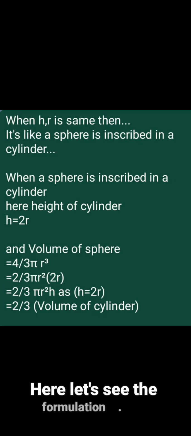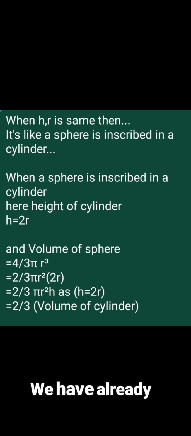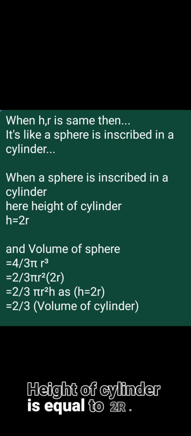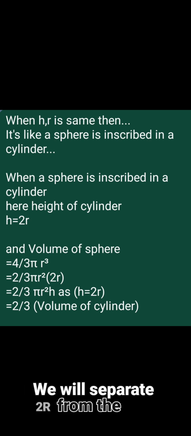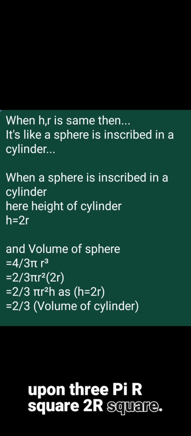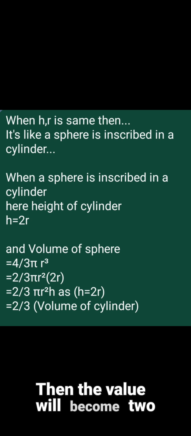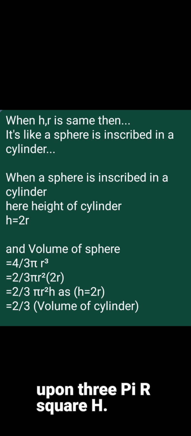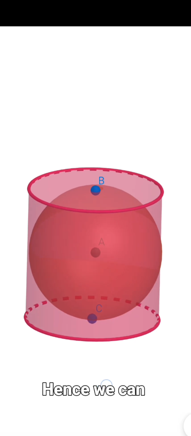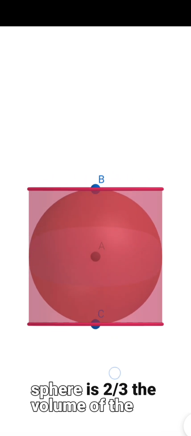Here let's see the formulation. Volume of the sphere is 4/3 pi r cube. We have already seen through the presentation that the height of the cylinder is equal to 2r. We will separate 2r from the formula. Then it will become 2/3 pi r square times 2r. In place of 2r, write h. Then the value will become 2/3 pi r square h. Pi r square h is the volume of the cylinder. Hence, we can understand why the volume of the sphere is 2/3 the volume of the cylinder.